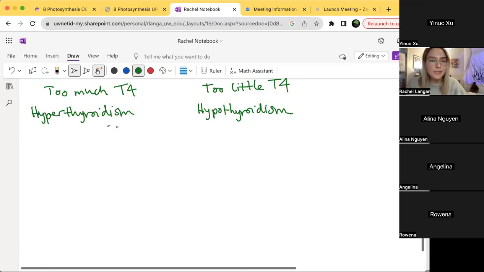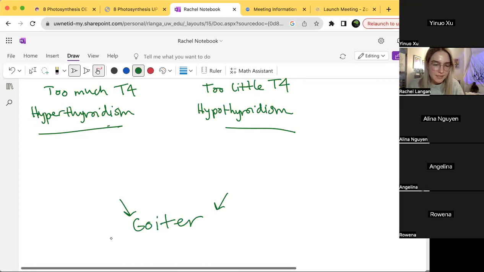All right. So yes, next thing is too much, too little. You should be able to predict how those things happen because you understand the pathway now. And you also need to know how both can result in goiter. And goiter is enlarged thyroid. So we'll go over how that can happen for both.